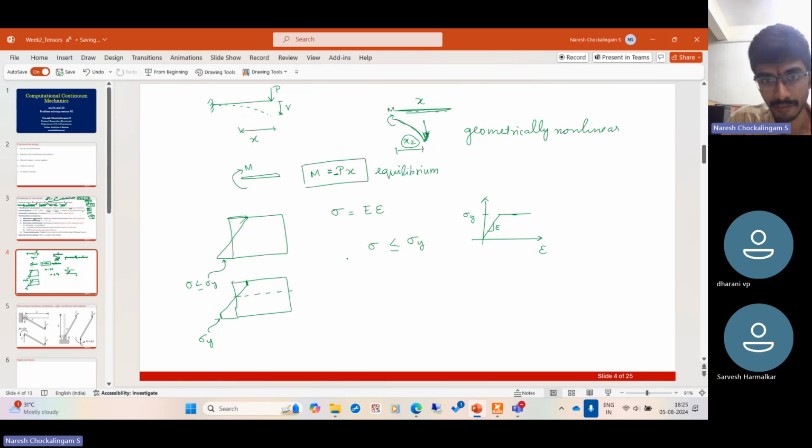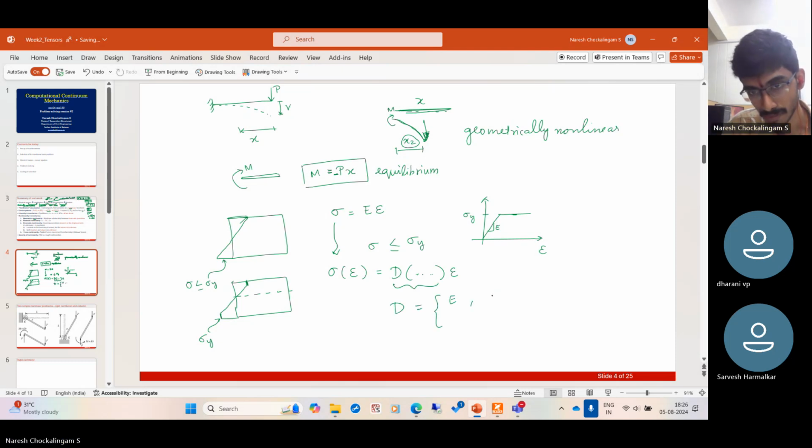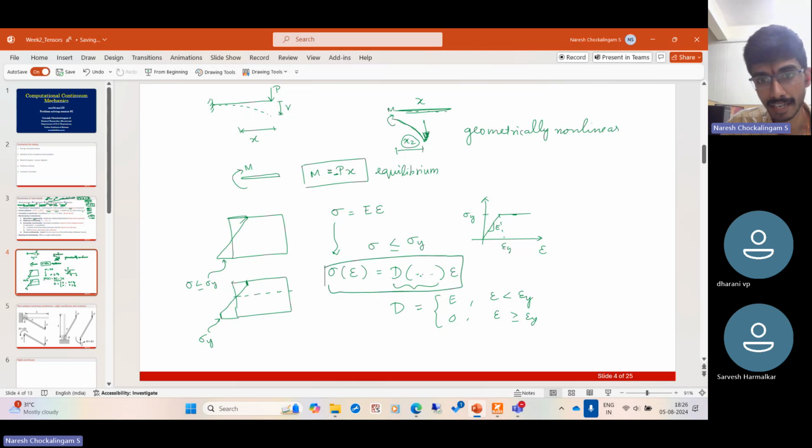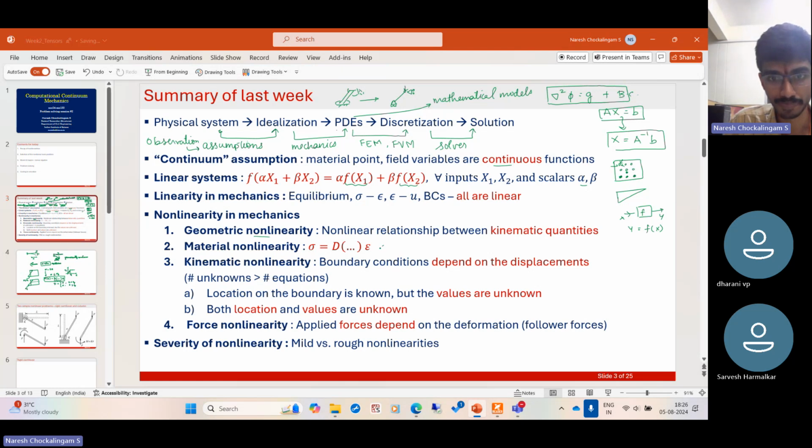Therefore, if you express in a general form, sigma as a function of the strain, as some tangent modulus, which itself is a function of the strain, multiplied by the strain, in this case it is E when strain is less than the yield strain, and 0 when strain is greater than or equal to the yield strain. Therefore, this is a nonlinear material model. The nonlinearity is absorbed into D. So this takes care of material nonlinearity.